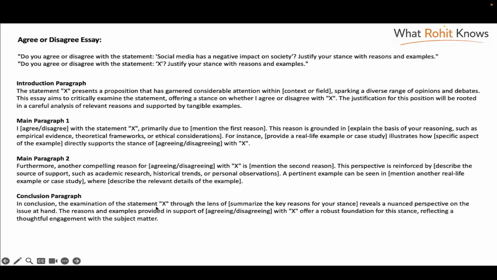Again, you will just substitute the statement. So, "In conclusion, the examination of the statement, social media has a negative impact on society," or you can rephrase: "In conclusion, the examination of social media's impact on society through the lens of..." Now this is pretty much the same as before, you can say something related to the context of the field. So through the lens of mental health, which is like the higher topic, as we said, understand what the higher theme is here. Through the lens of mental health or through the lens of citizen satisfaction, something like that, "reveals a nuanced perspective on the issue at hand." And here, if you are agreeing or disagreeing, you can just put that statement here.